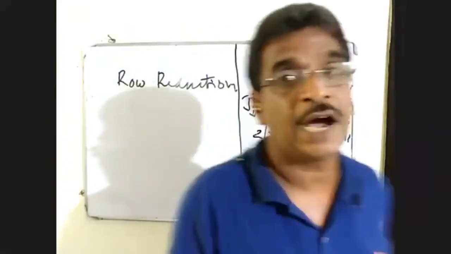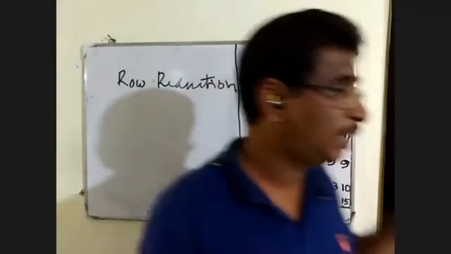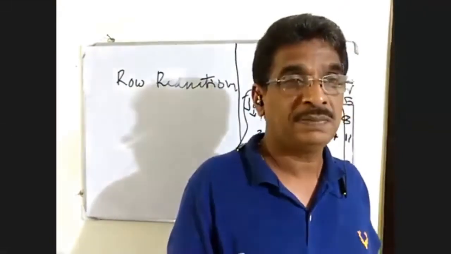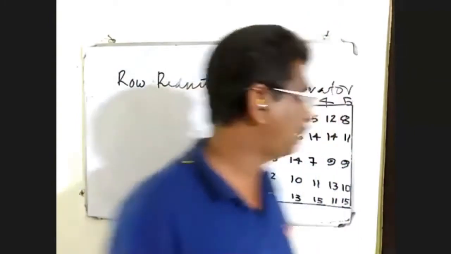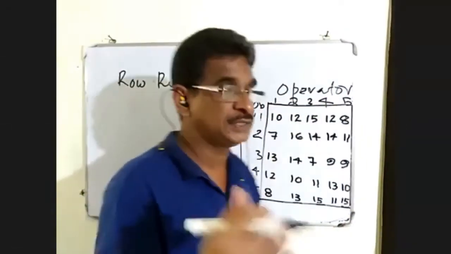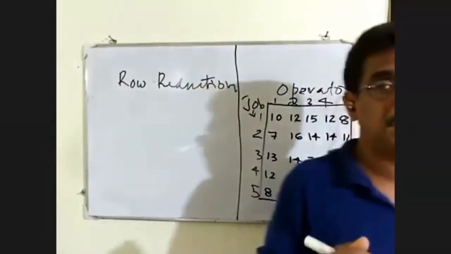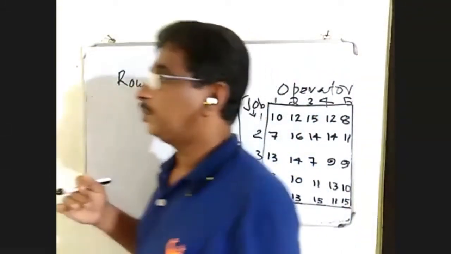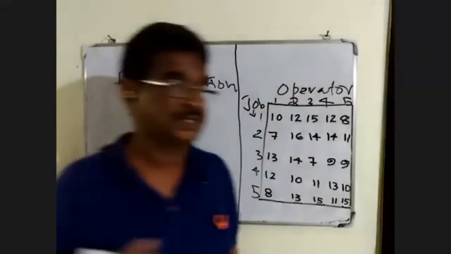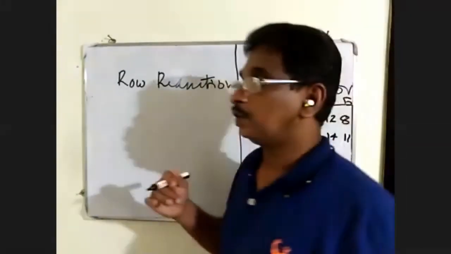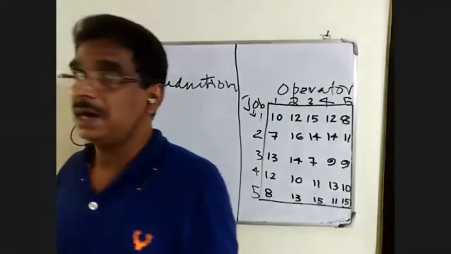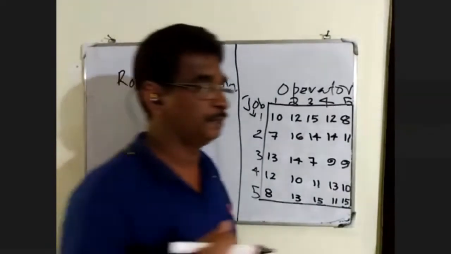Now we are going to discuss the Hungarian method. Please write the heading: assignment problem. First of all, you have to check whether it is balanced or unbalanced. It is balanced because the number of rows is equal to the number of columns. Therefore, it is a balanced assignment problem.